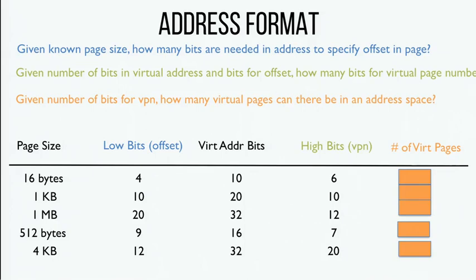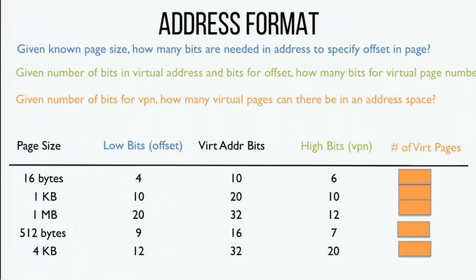Did I make any mistakes? Let me know. All right, and so now I've told you how many bits we have in our logical address for specifying a page. Now you can tell me how many virtual pages we must have, right? So if we have 6 bits to pick a virtual page, how many virtual pages must there be?